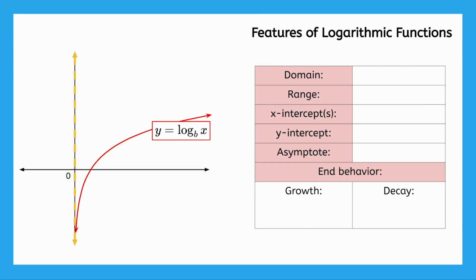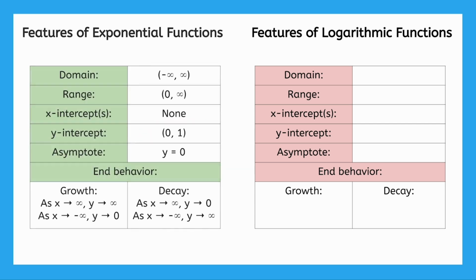Now let's look at logarithmic functions. However, since we already know exponential and logarithmic functions are inverses, why don't we just predict the features of log base b of x directly from the features of b to the x we just found? Pause the video and try it out yourself.